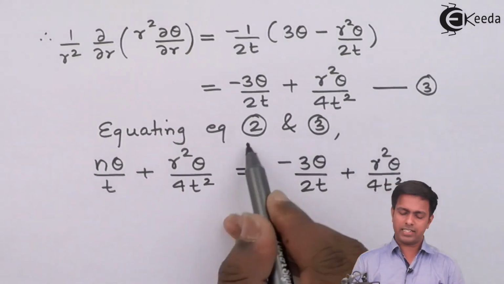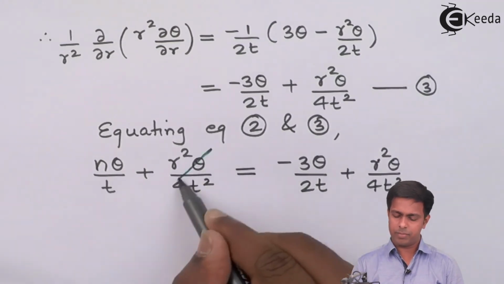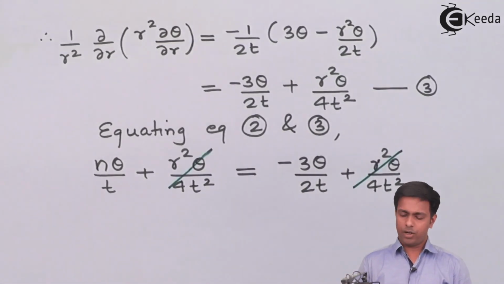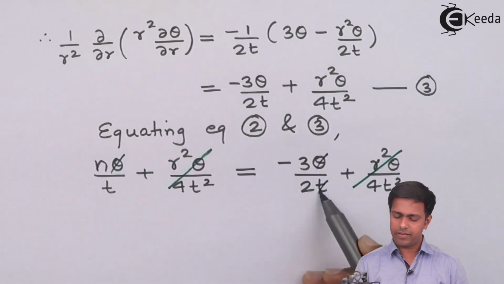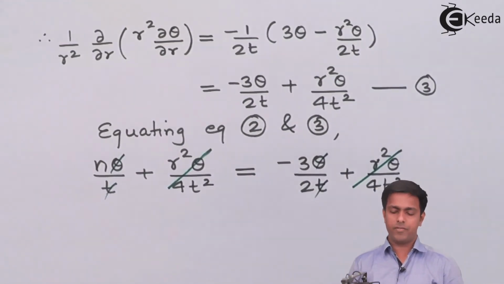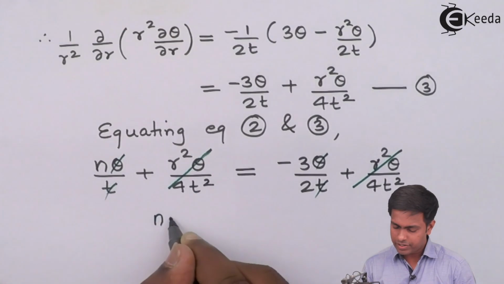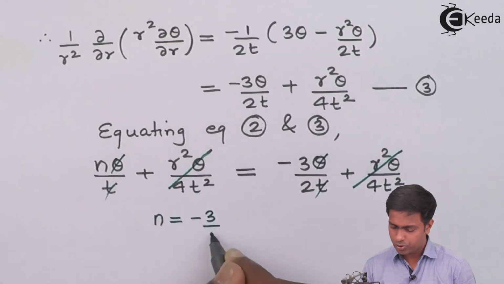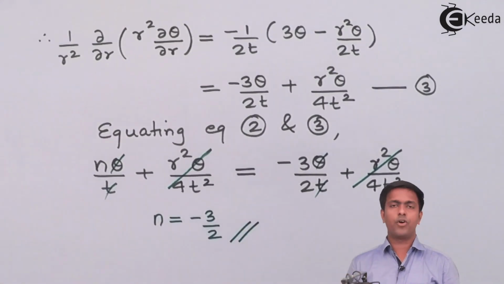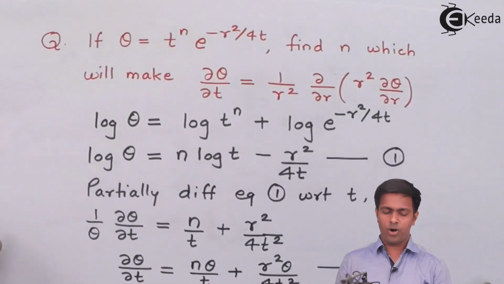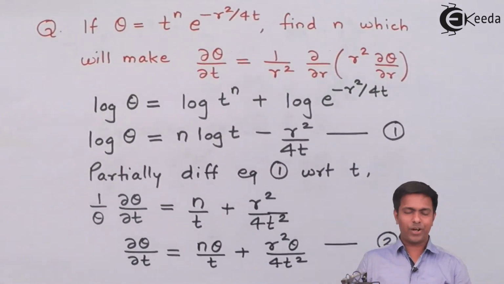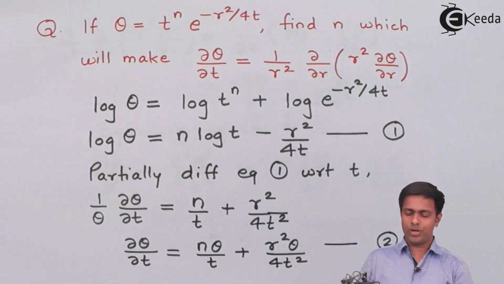Now from these two sides I can cancel this r square theta by 4t square, because if I take this on the left hand side, that will become negative and be cancelled. Now in these two remaining terms, we can cancel theta with theta and t with t, and in the end we will get the value of n, which is nothing but negative 3 upon 2. So here we got the value of n, which was the required value asked in the question. So we got the answer. Guys, I'm sure you understood it.